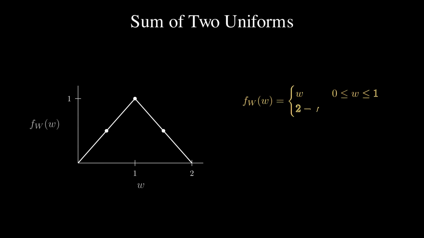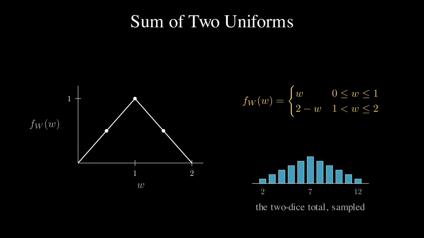Sums near 1 can be assembled in the most ways, sums near 0 or 2 in almost none. And you have met this shape before. The total of 2 dice climbed bar by bar to 7, then fell away symmetrically. That staircase was this triangle, sampled at the integers, the discrete twin, resolved into a continuum.